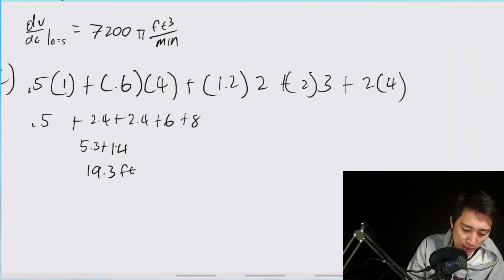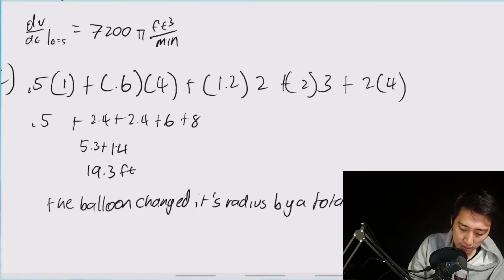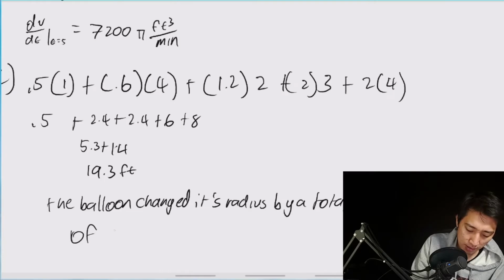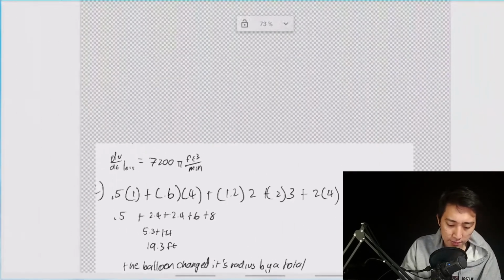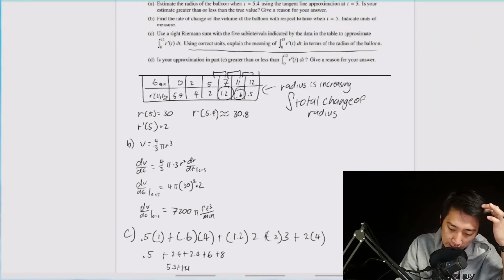And then what this means is the balloon changed its radius by a total of 19.3 feet. Okay. And then next, C, done.